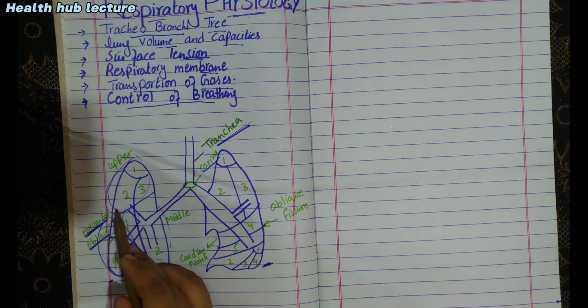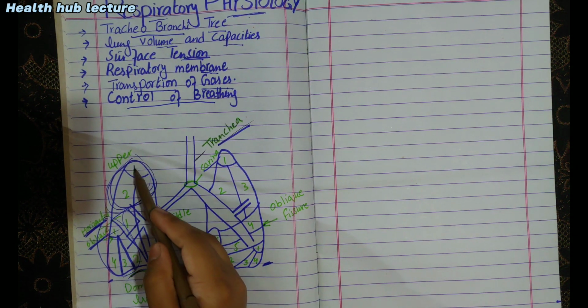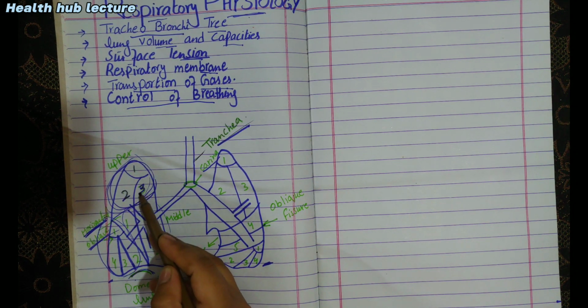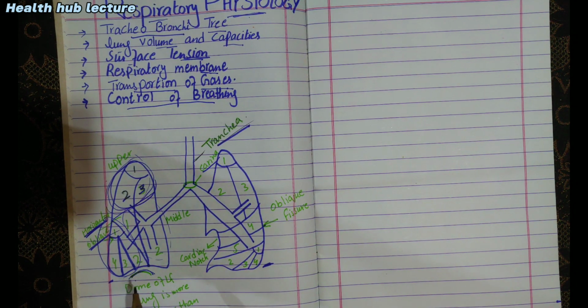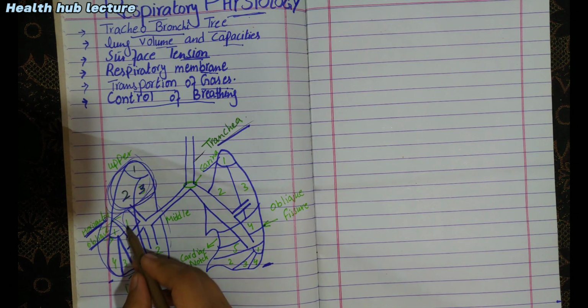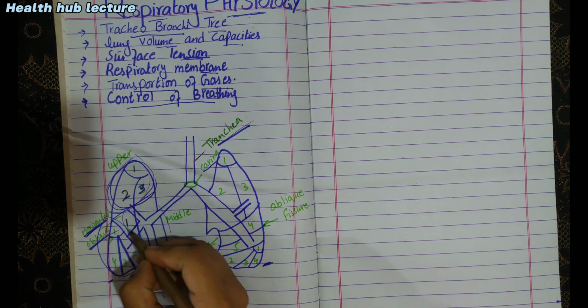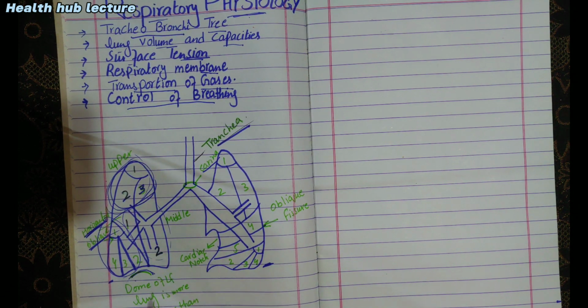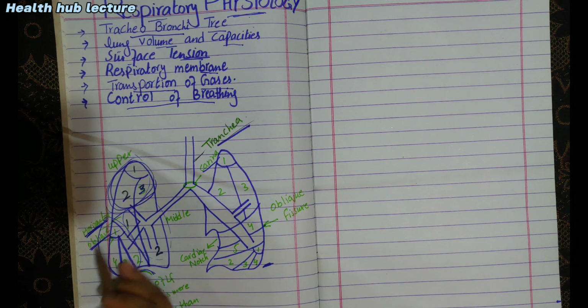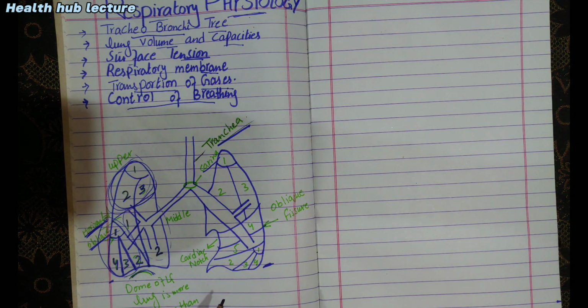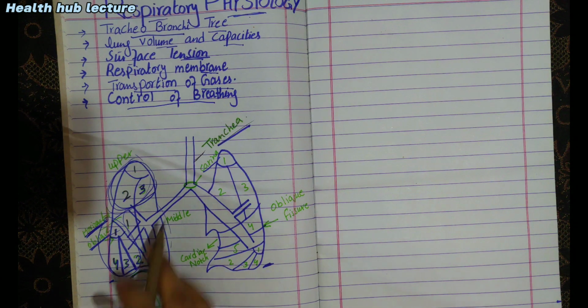This one is the upper lobe and it has three segments: 1, 2 and 3. The middle lobe has two segments, 1 and 2. And this one is the lower lobe, and the lower lobe has 5 segments. In this diagram we only show 1, 2, 3 and 4. The other one is on the posterior side of the lung, which we cannot see in this diagram.